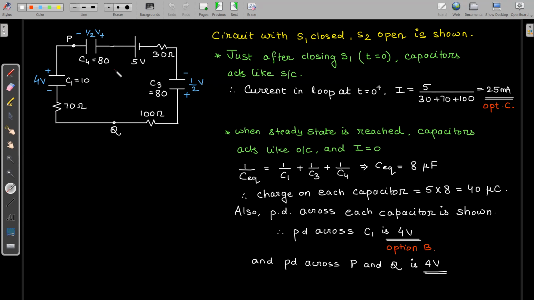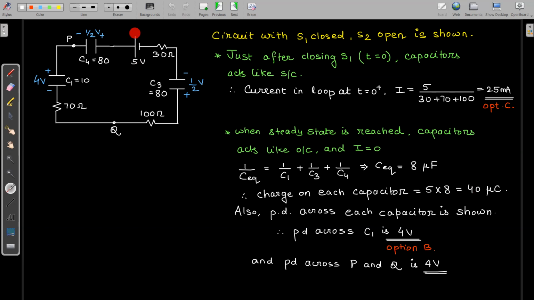So what will be the charges on each and every capacitor? You can see all these capacitances will be in series. Initial charge on the capacitors was zero. And at steady state, we can find the charges by saying that all these capacitors are in series. So what will be the equivalent capacitance? That will be 8 microfarad. You can use this expression for C equivalent since the capacitors are in series. So C equivalent will be 8 microfarad, and the battery potential is 5. So the charge on every capacitor is going to be 40 microcoulomb.